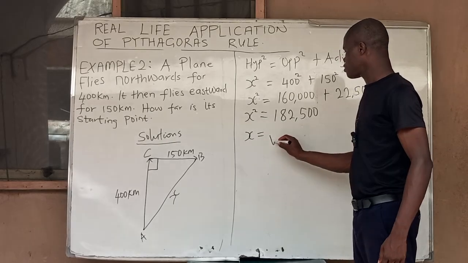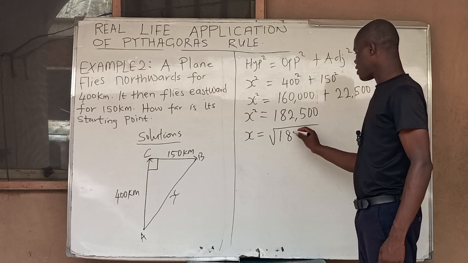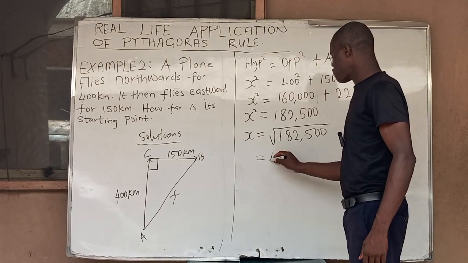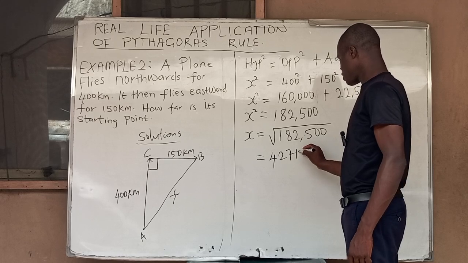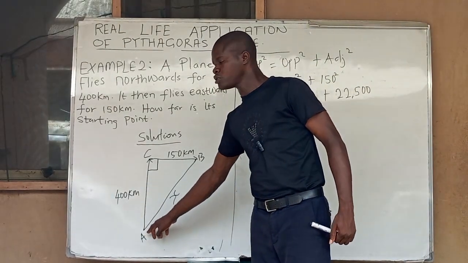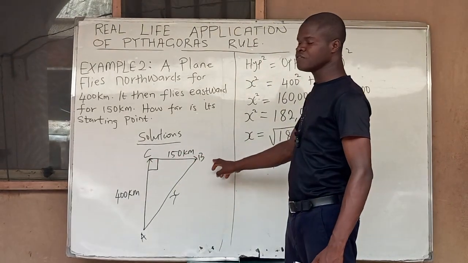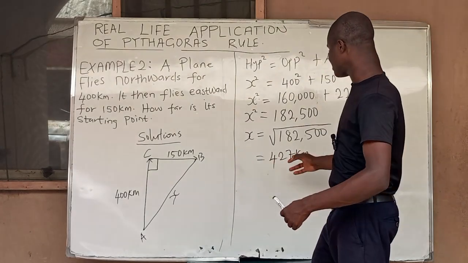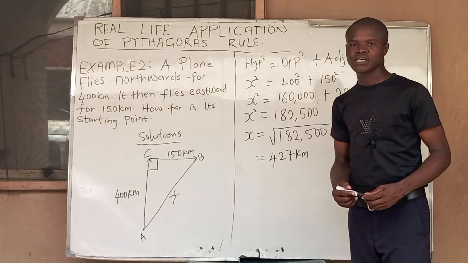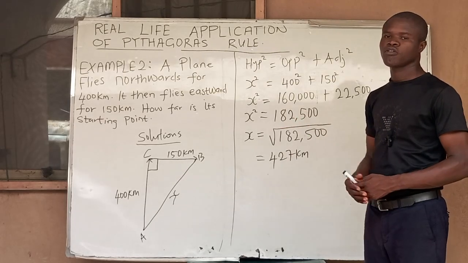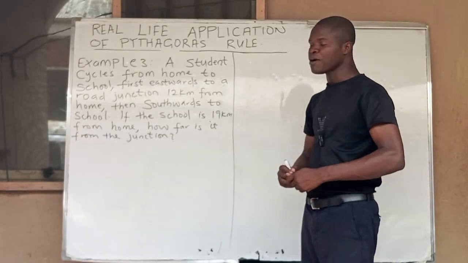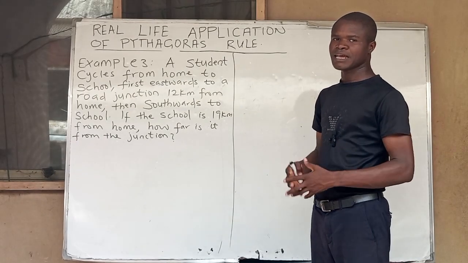x is equal to the square root of 362,500. So this will give us approximately 602 kilometers. So it simply means that when the plane had gone from A position to C and from C to B, it is 602 kilometers away from its starting point. So this is another beautiful real life application of the Pythagoras rule. Let's take the third example. So this is example number 3.